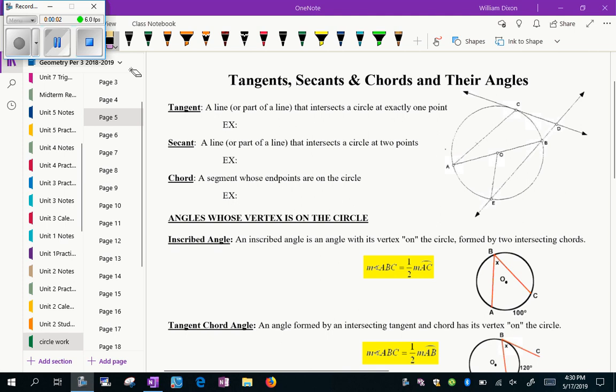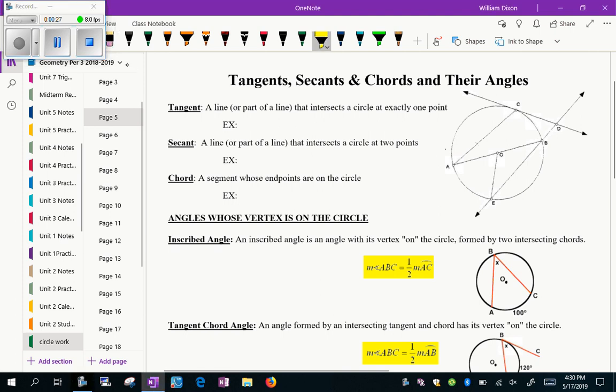In today's video, we're going to continue our discussion about circles. So we're going to introduce some new definitions that are important going forward with our circles. The first one is tangent, and then we're going to talk about secants and chords. And chords we've already talked about. But we're also going to talk about the relationships of their angles in terms of our circle. So let's talk about that first definition.